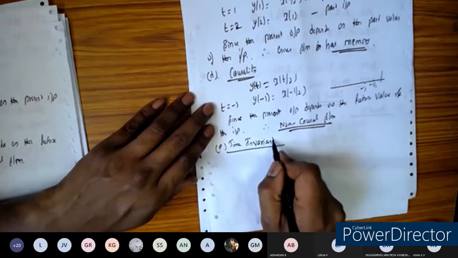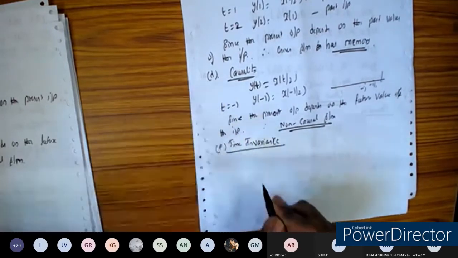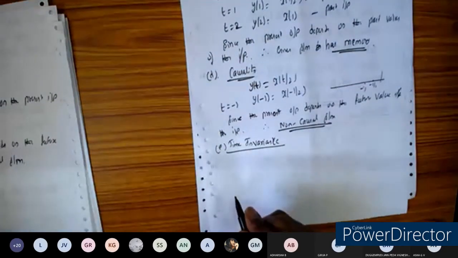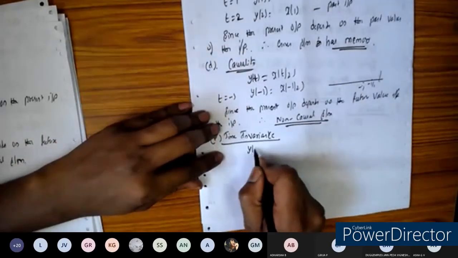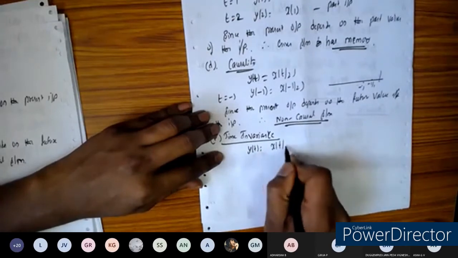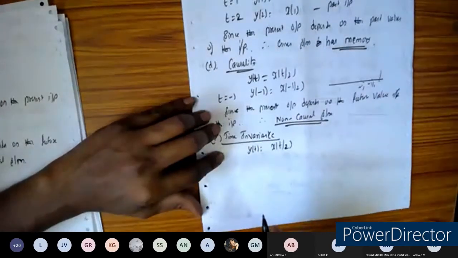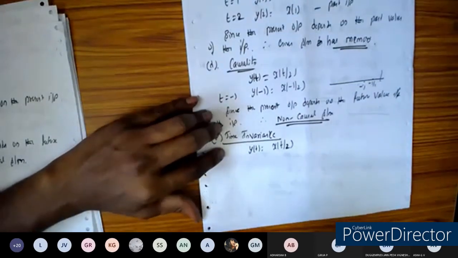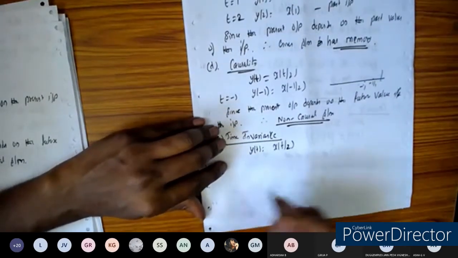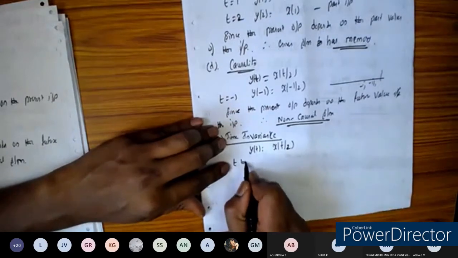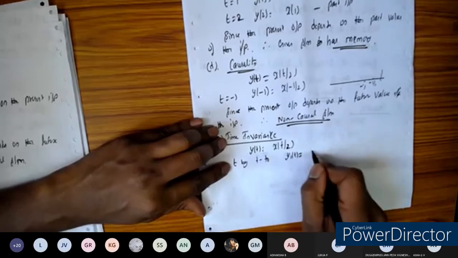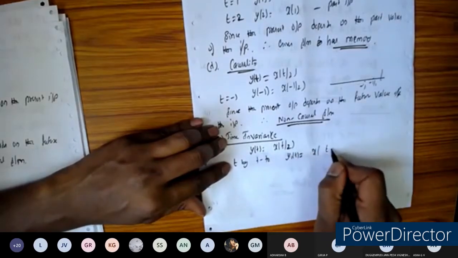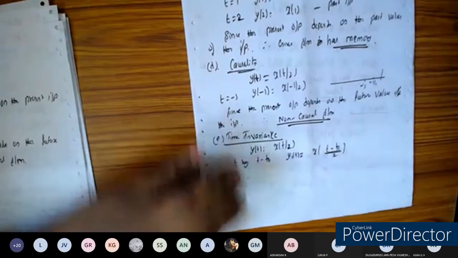Okay, so next one is nothing but the time invariance property or the time invariant systems. So let us verify the time invariance. It is given y of t is equal to x of t by 2. So what shall we do? We shall replace t by t minus t naught. So let us say y1 of t is equal to x of t minus t naught divided by 2.